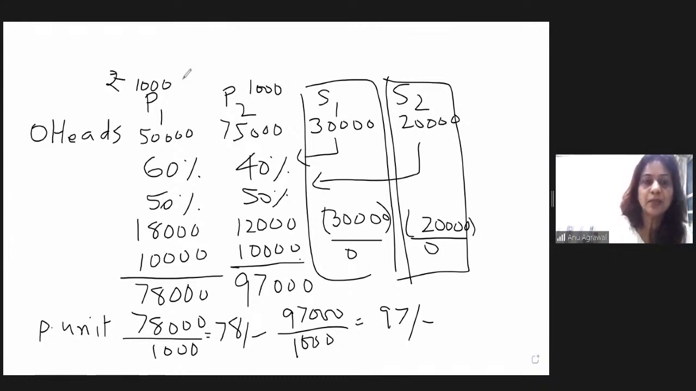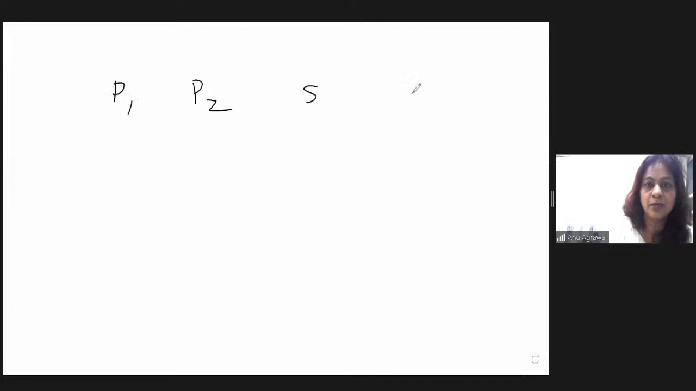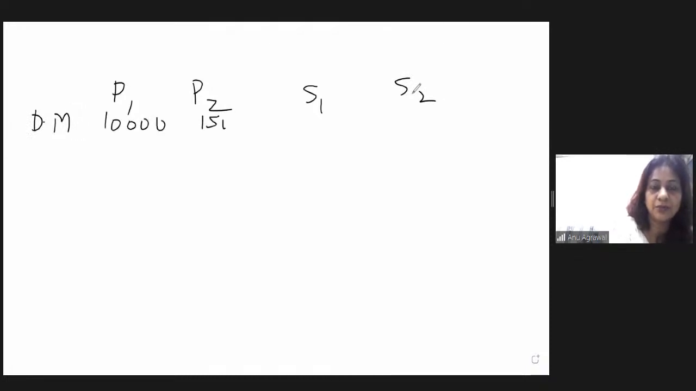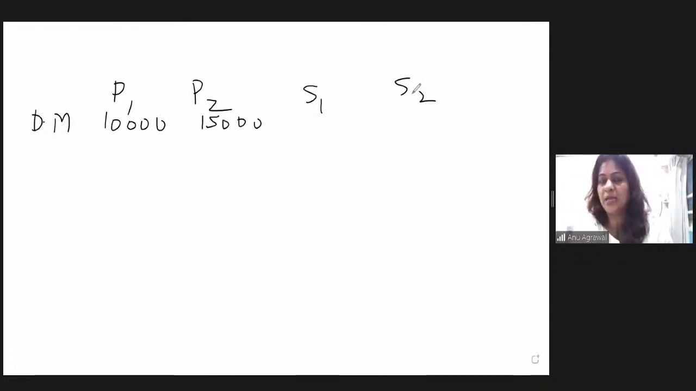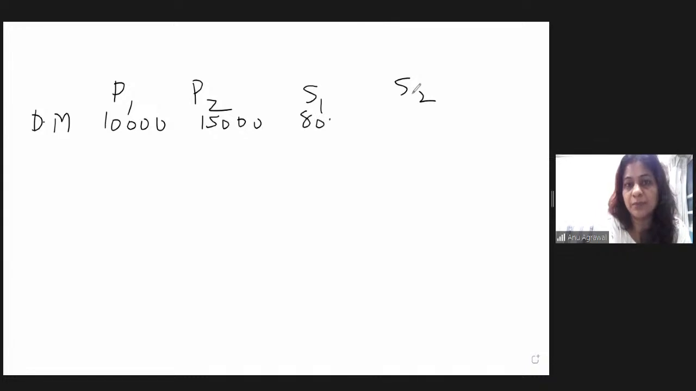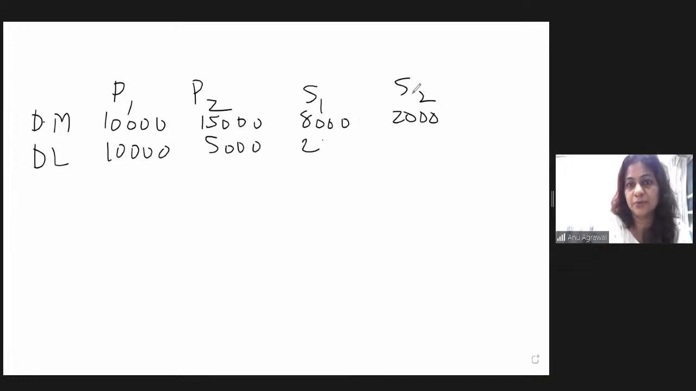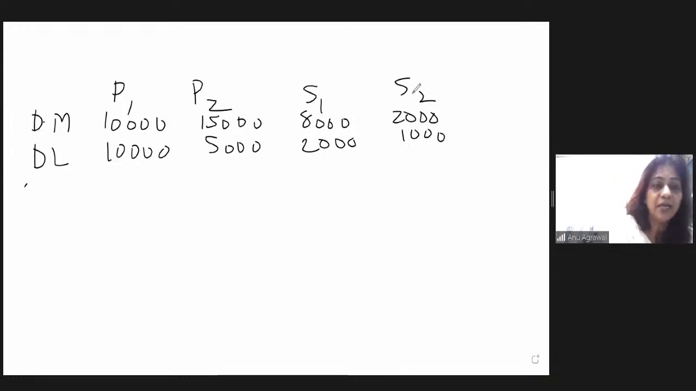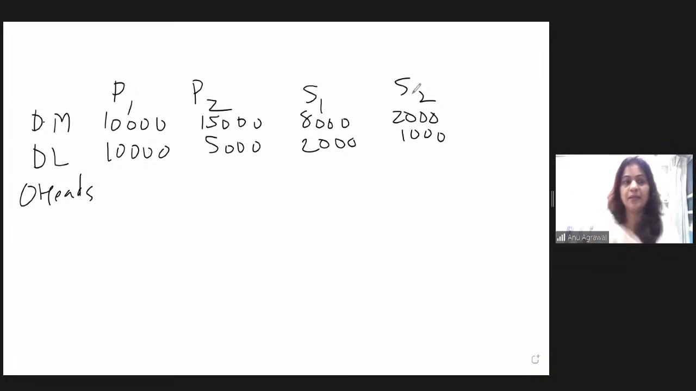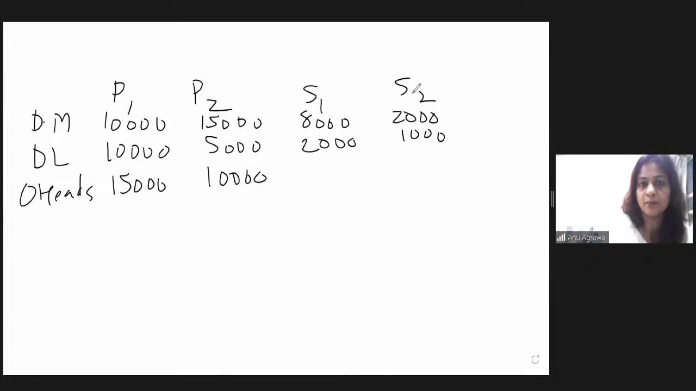Right. So I'm rubbing the board. Now let us say P1, P2, S1, S2. Direct material. Let's say we have incurred 10,000 and 15,000 worth of direct material in P1, P2 departments. And S1 happens to be a canteen, and canteen also has its direct material expenses. For cooking, you need material. So they have 8,000 of direct material expenditure. Similarly, S2 also has some direct material expenditure. Direct labor, let's say 10,000, 5,000, and let's say 2,000 here and 1,000 here. Then we had overheads, which we allocated and divided. It was 15,000 here and 10,000 here, and let us say 5,000 here and 2,000 here.